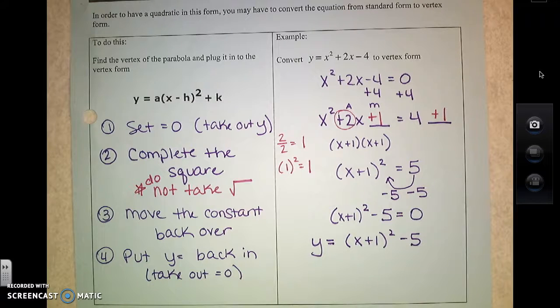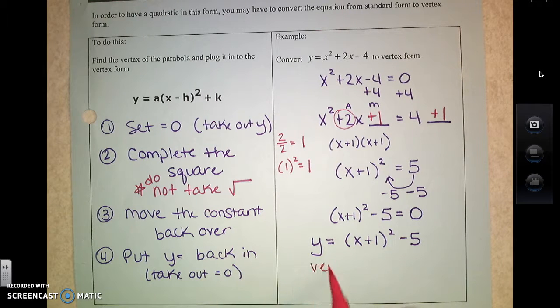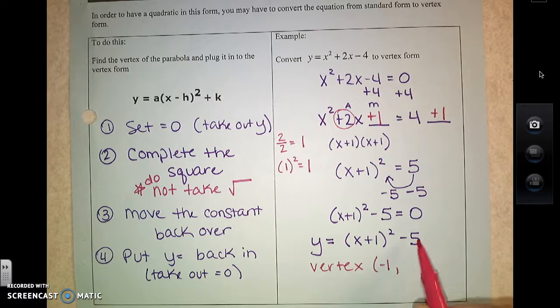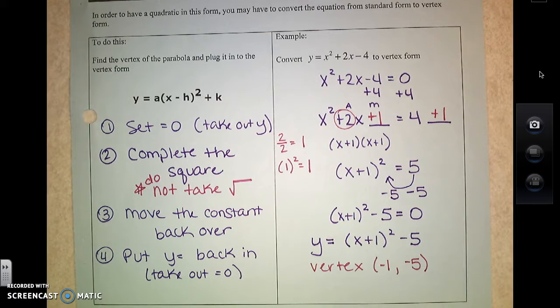So what would be the vertex of this parabola? Well, right here we have plus 1, so it's -1. Right here we have minus 5, so it's -5. So there is your vertex of that parabola.